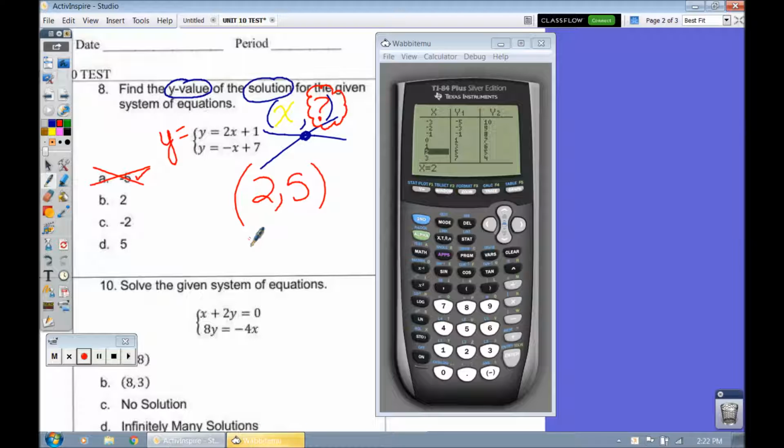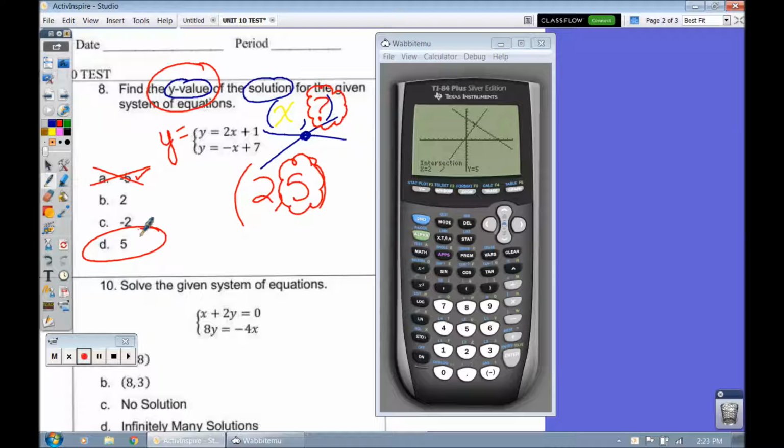We can also do second calc number 5. Get it close. Enter, enter, enter. It'll give you the coordinates 2, 5. But it's asking what is the y value to the solution. Well, the y value to this answer is 5. Be careful, because if you misread the question, you might think that they're asking for the x. Nope, they're asking for the y value.